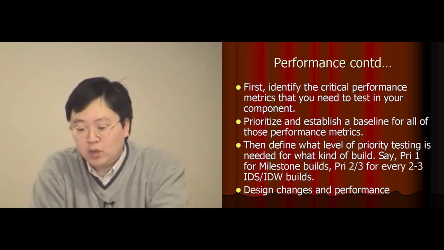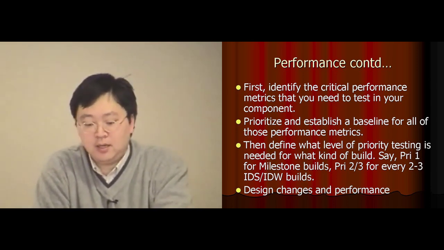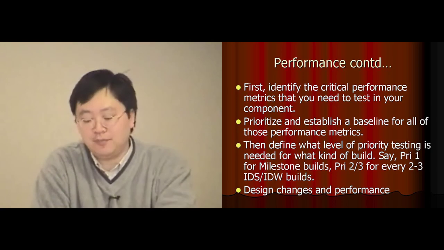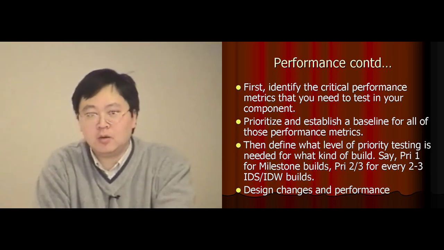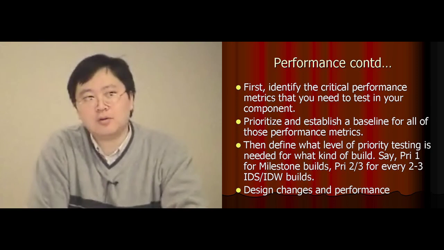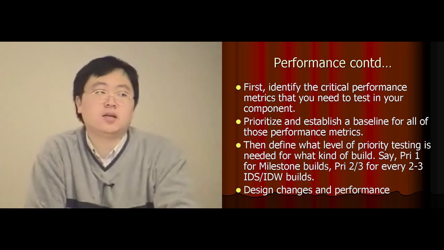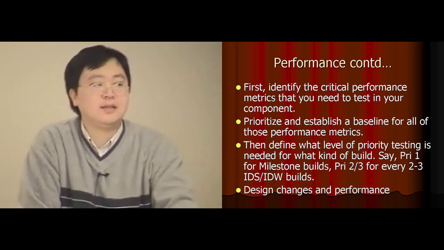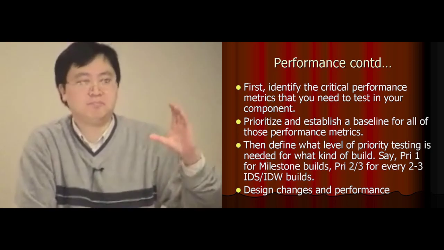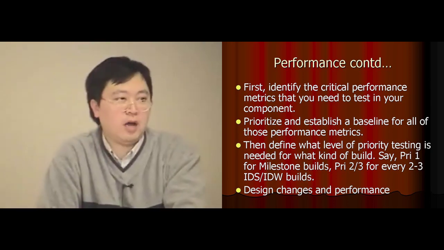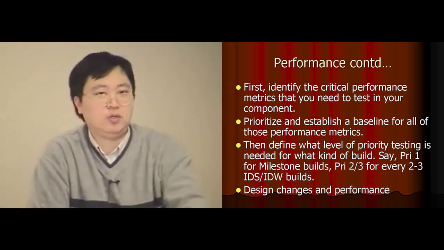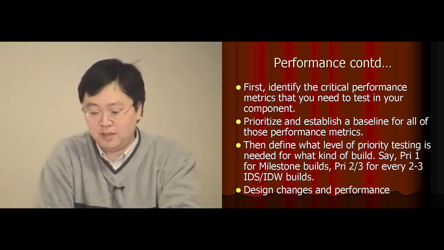Then define what level of priority testing is needed and on what kind of build. Most of the time, you cannot execute all the performance testing in one chunk. You have to say, okay, in the beta we do 1/3 or 2/3 of our performance testing, or in RC we do another part of the performance testing.